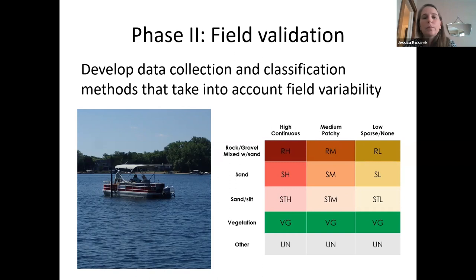And so what we did in this phase is we really targeted a wide range of these mussel densities and substrate types in two different water bodies. So we wanted high, medium, and low mussel density across a range of different substrate types, different sediment sizes, so sand, silt, rock and gravel, et cetera.